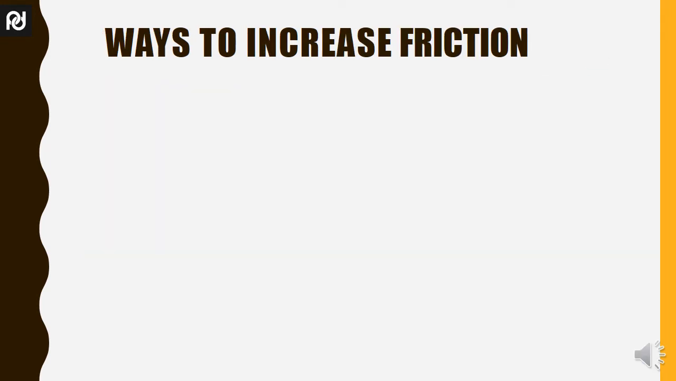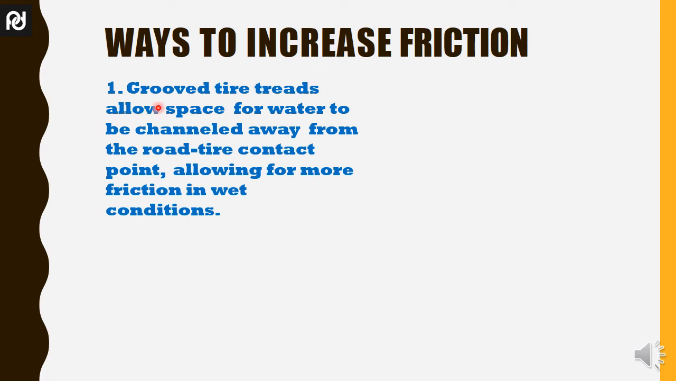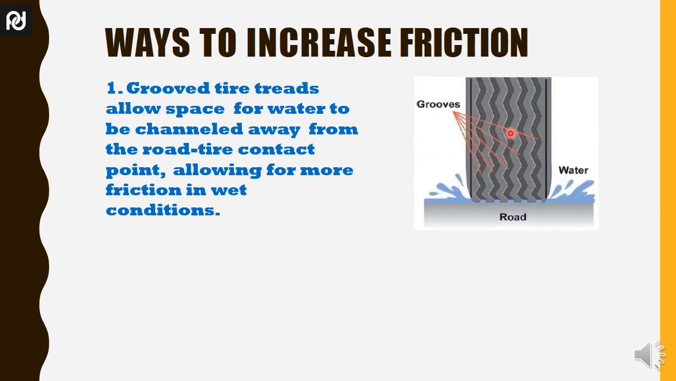So after looking at these things, now we shall be going towards ways to increase friction, opposite to what we have just seen. The grooved tire treads, means the patterns which are present on the tire, allows the space for water to be channeled away from the road tire contact point, which allows for more friction in wet conditions. And hence, if you have observed Formula 1 racing cars during any rainy weather, then they are changing their tires to the wet type, which are having more amount of tread patterns as shown in this figure.